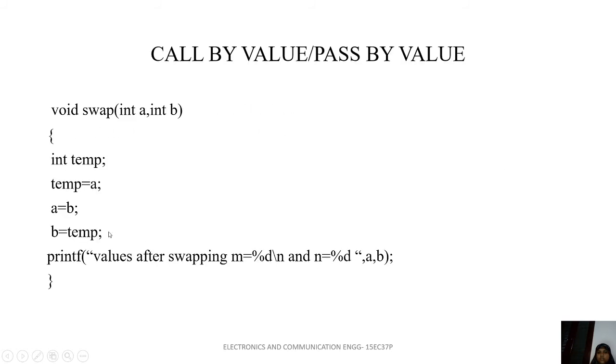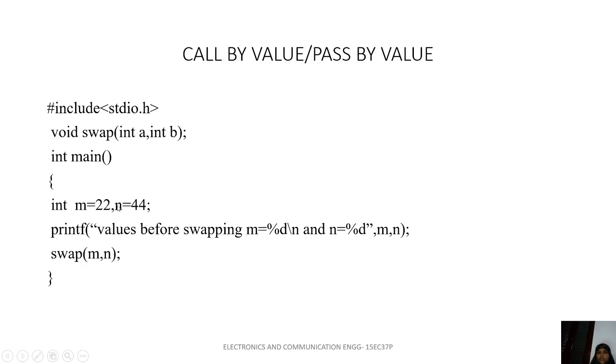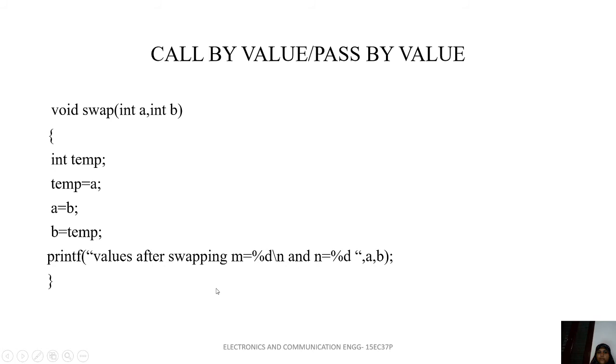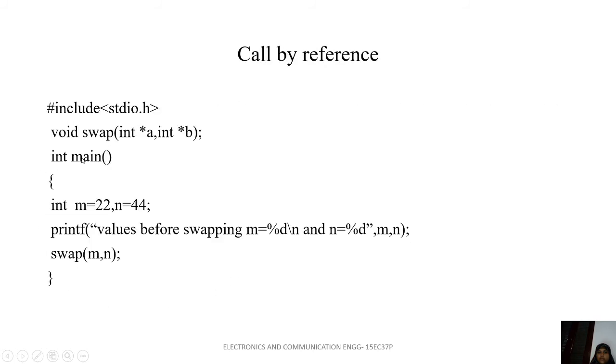So here these are the actual parameters m and n. These are the formal parameters a and b. We'll see the example of call by reference. In the previous classes you have seen about pointers, which are used to hold addresses instead of values. So here int pointer a, int pointer b. A is a pointer variable now, which is going to hold the address. B is also a pointer variable which is used to hold the address.